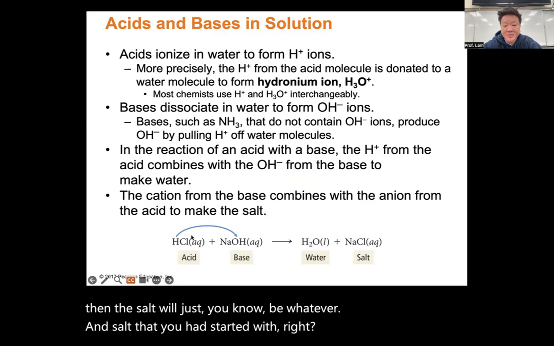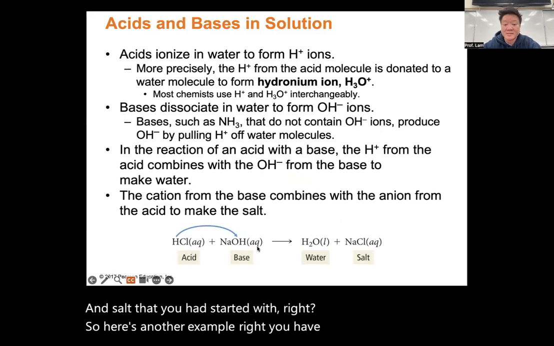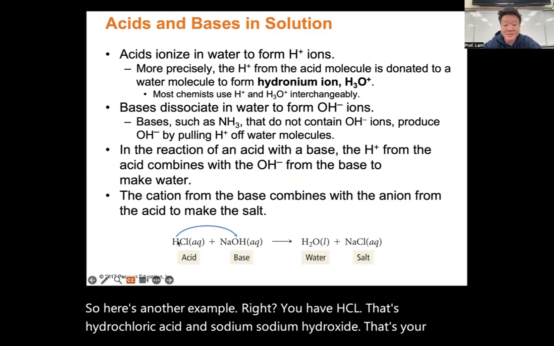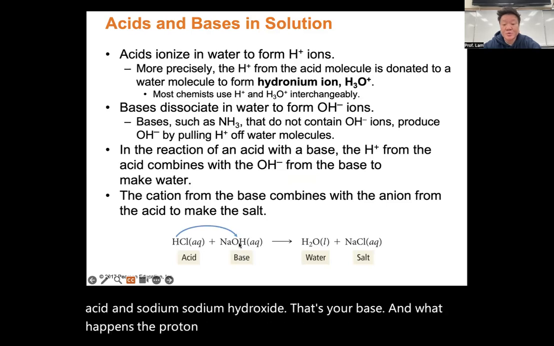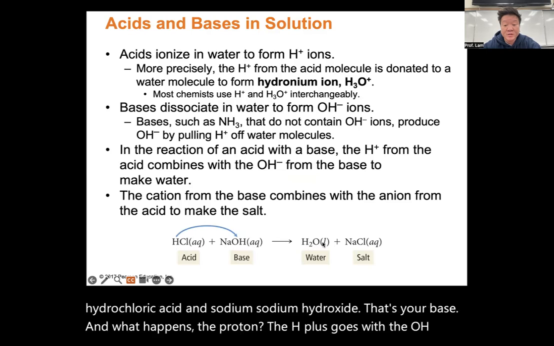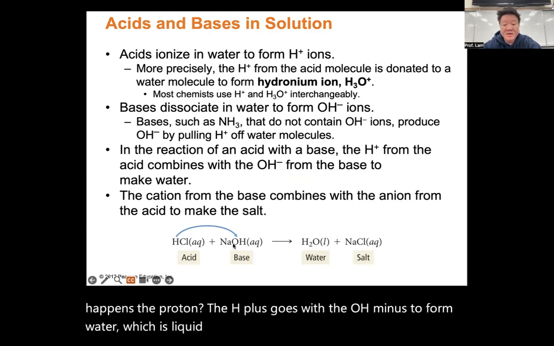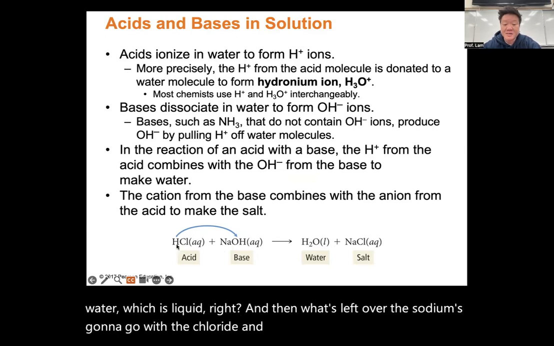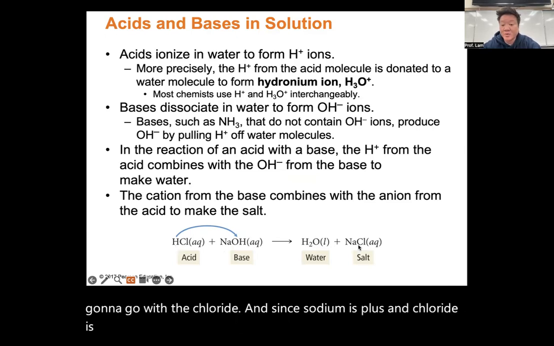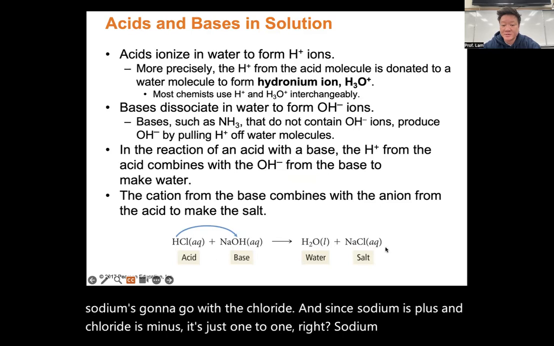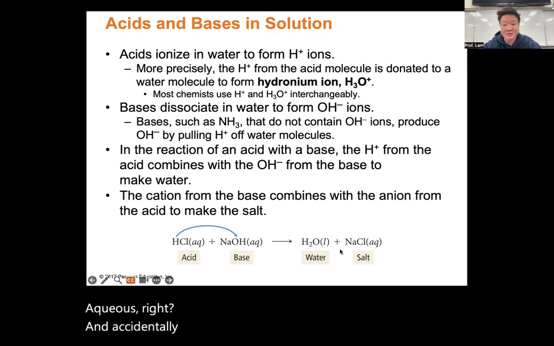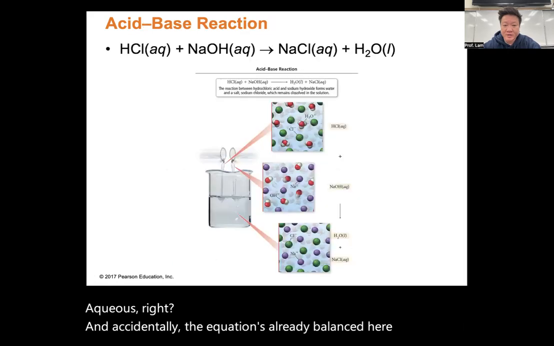So here's another example, right? You have HCl, that's hydrochloric acid, and sodium hydroxide, that's your base. And what happens? The proton, the H plus, goes with the OH minus to form water, which is liquid, right? And then what's left over, the sodium is going to go with the chloride. And since sodium is plus and chloride is minus, it's just 1-to-1, right? Sodium chloride aqueous, right? And subsequently, accidentally, the equation's already balanced here, right? And so we're good. Okay.